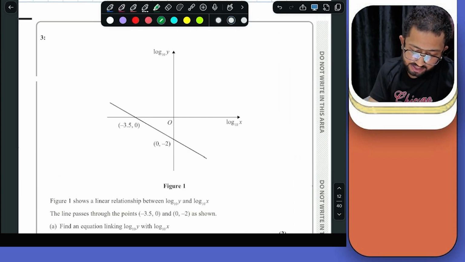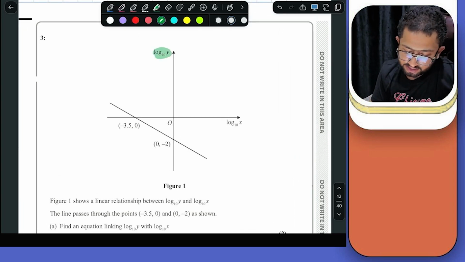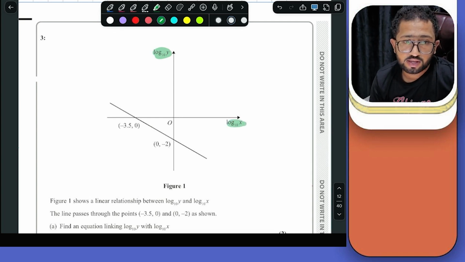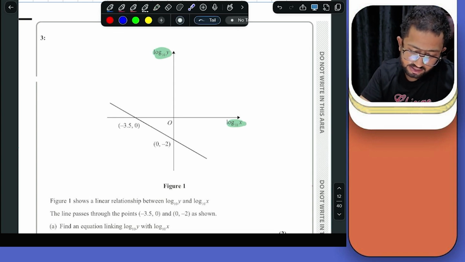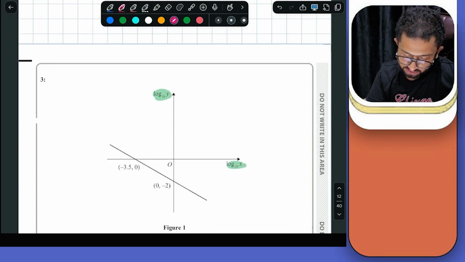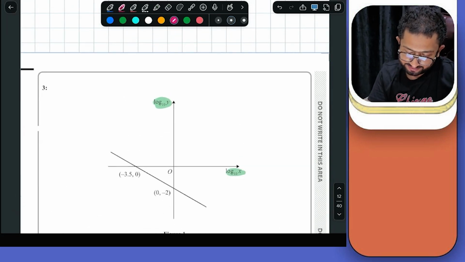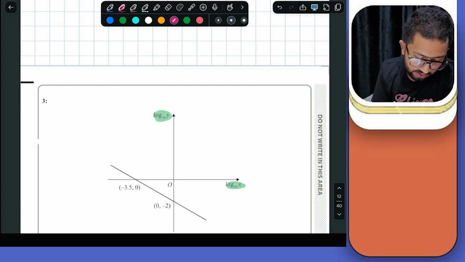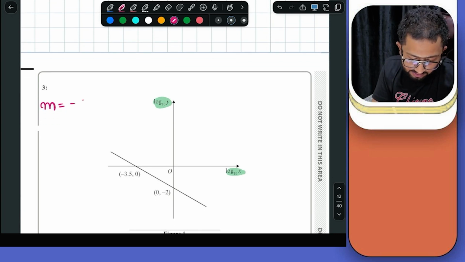of this straight line. As we know, the y-axis quantity is actually log y and the x-axis quantity is log x, not x. And the y-axis quantity is not y, it is actually log y. So let's figure out the equation of this straight line. We need to find the gradient. So gradient will be y2 minus y1 over x2 minus x1.